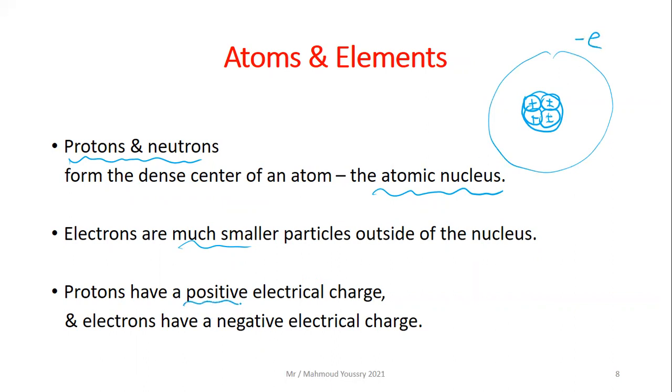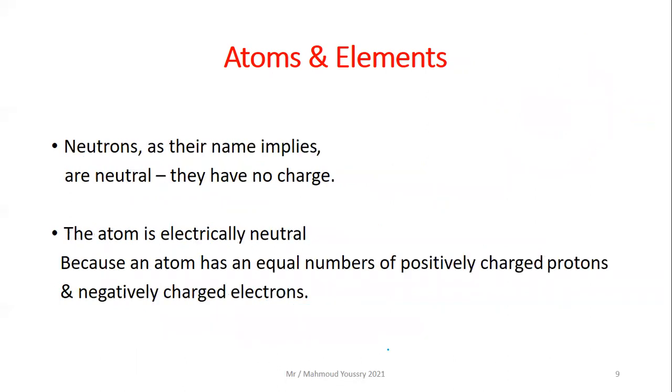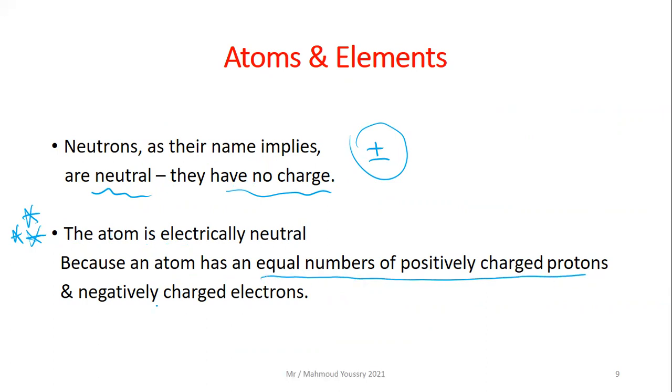Protons have a positive electrical charge, while electrons have a negative electrical charge. The neutrons, as their name implies, are neutral. They have no charge. The atom is electrically neutral. This is a very important part. Why? Because an atom has an equal number of positively charged protons and negatively charged electrons.